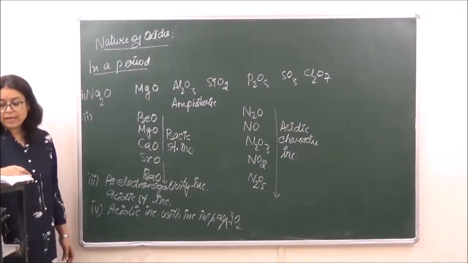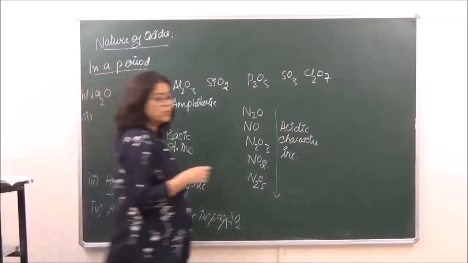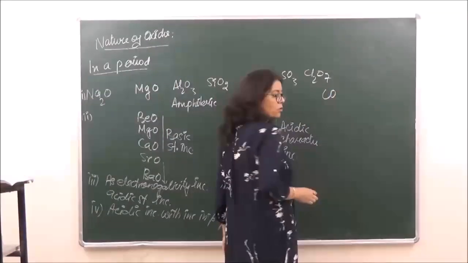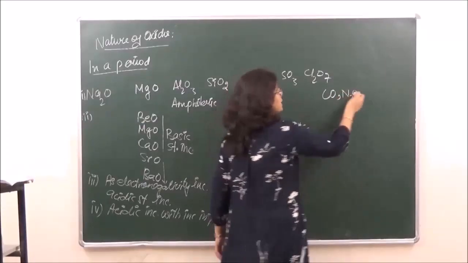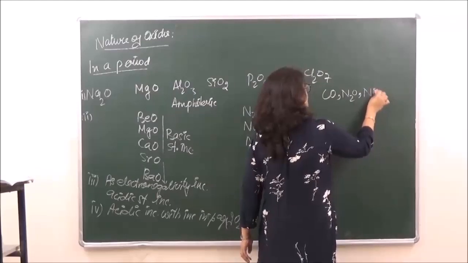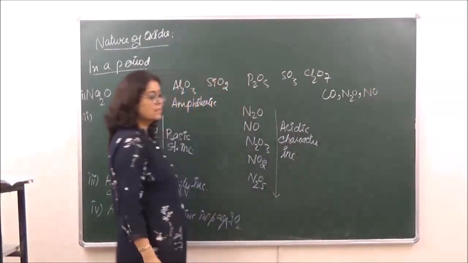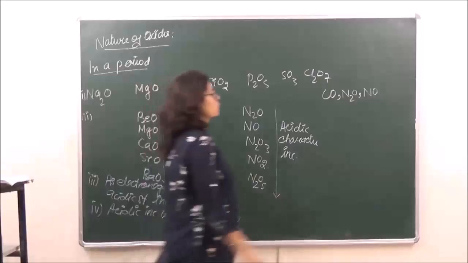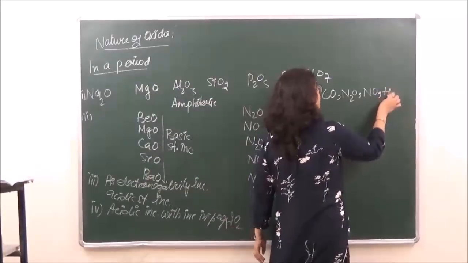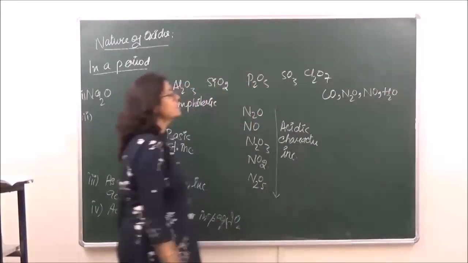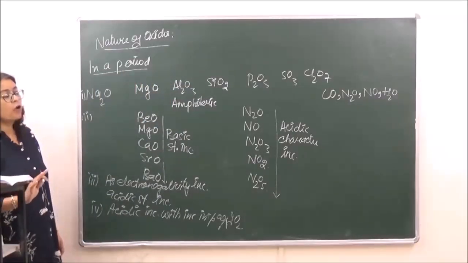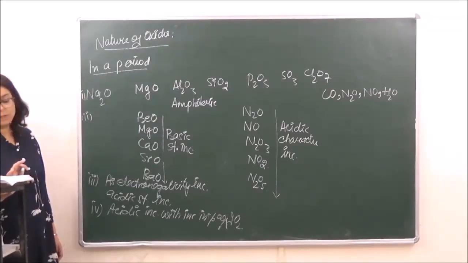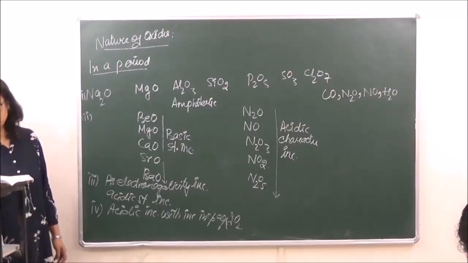Now, there are 3 oxides which are neutral in nature. The first one, that is carbon monoxide. The second one is nitrous oxide. Third one is nitric oxide. Okay? And also for that matter you can also put water. All these oxides, they are going to be neutral. There are only these four oxides present which are neutral in nature. Okay? Clear?